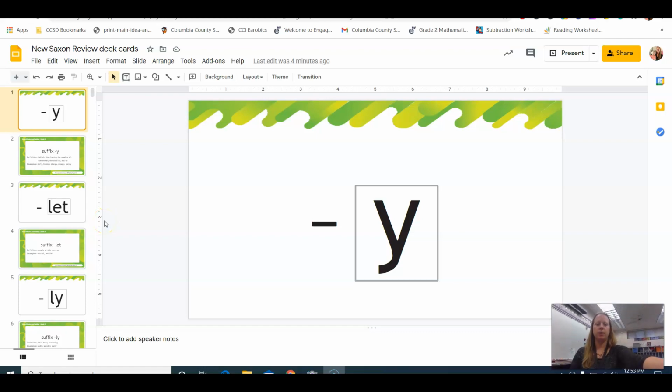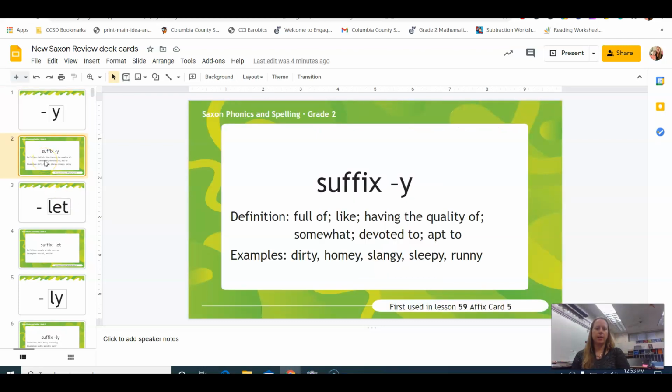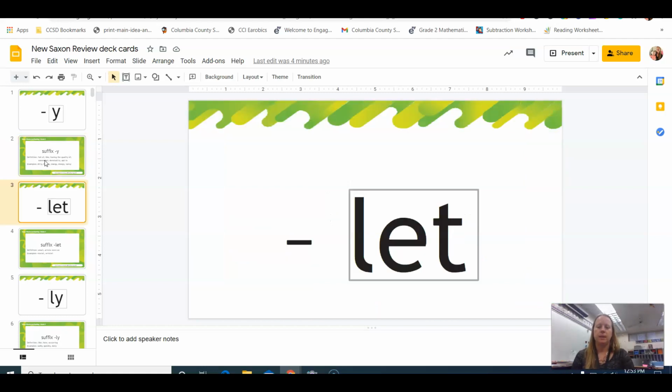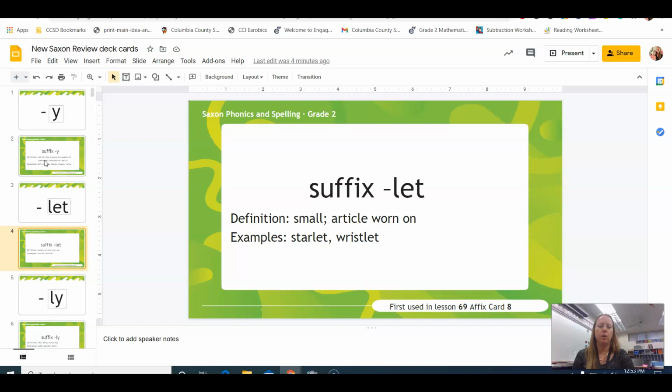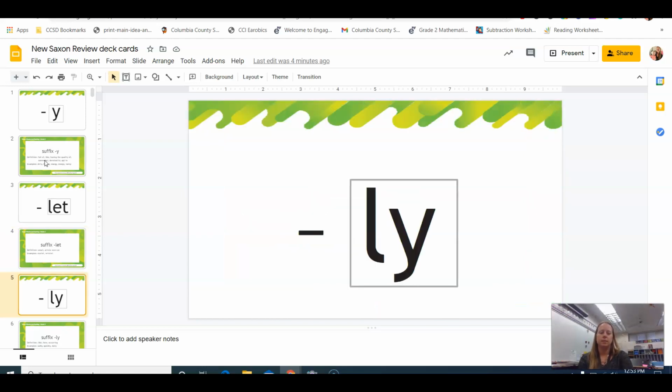Okay, let's go ahead and go over our review deck. We have suffix y, means full of or like having the quality of, somewhat, devoted to, apt to. So there's many different meanings for the suffix y. Suffix let means small or article worn on. So like a small star would be called a starlet, and something worn on your wrist is a wristlet.